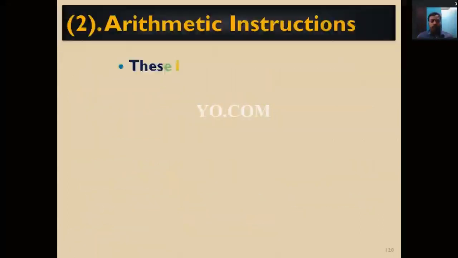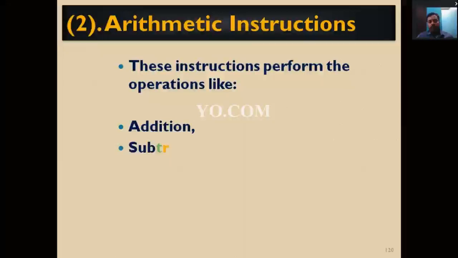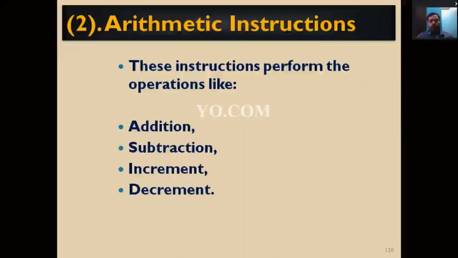Next we are going to see arithmetic instructions. Up to now we have studied the data transfer instructions, that is data transfer between memory and register, register and memory, or register and register. But no data transfer takes place between memory and memory. That is an important point.